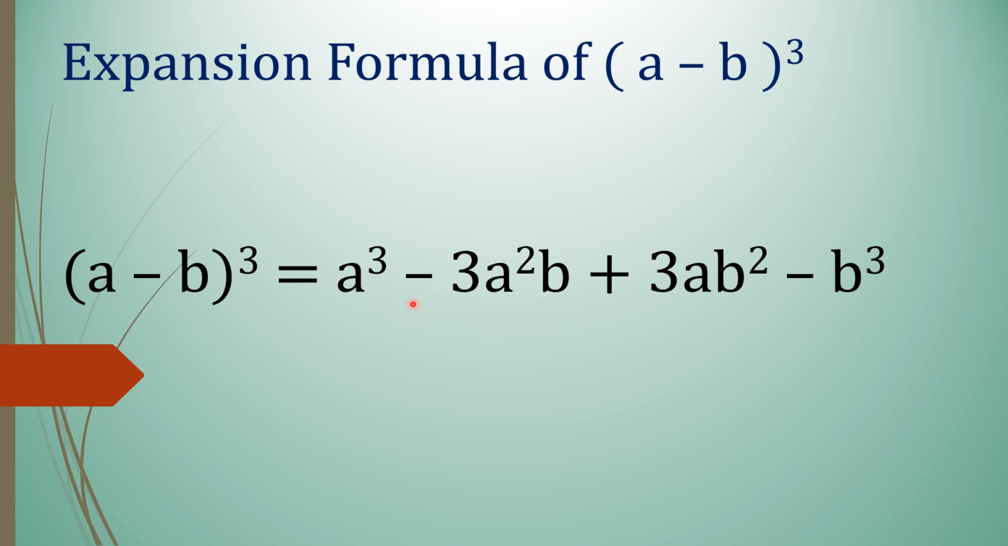It is read this way. That means (a - b) the whole cube equals a cube. A cube means the first term, whatever it would be, we have to cube the term. Minus 3a square b means 3 into a square into b, plus 3ab square means 3 into a into b square, minus b cube means that the second term also you have to cube over here.